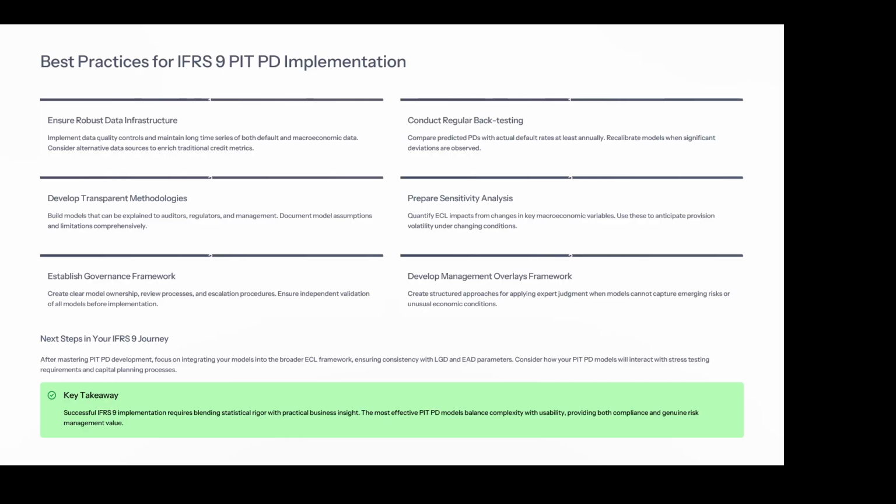Finally, your next step after learning PITPD is to integrate it with LGD and EAD and to make sure it works in stress testing and capital planning. Key takeaway: a successful IFRS 9 PITPD model combines strong statistics with practical business insight. It needs to be accurate, explainable, and useful. Let's get started.